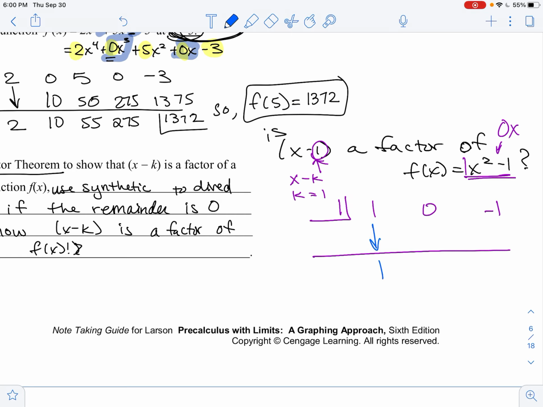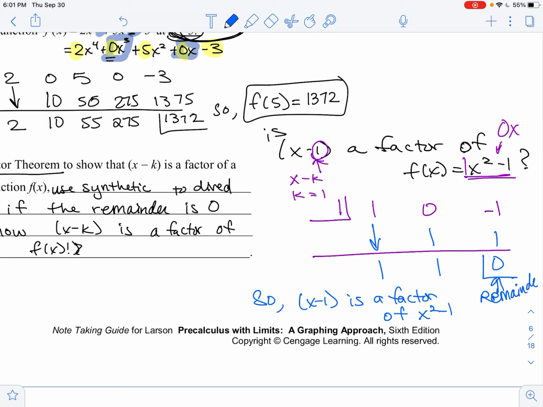We're going to bring down the 1, and now we're going to multiply again. 1 times 1 is 1. Add down is 1. Multiply 1 times 1 is 1. Add down. So negative 1 plus 1 is 0. This is my last number, so this is my remainder. So we know x minus 1 is a factor of x squared minus 1. All right.